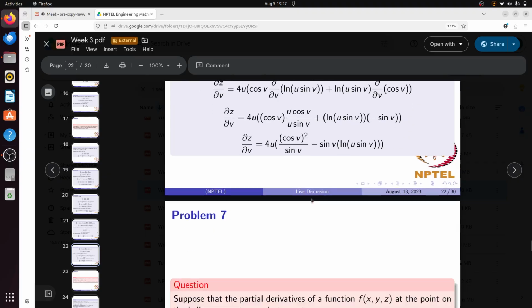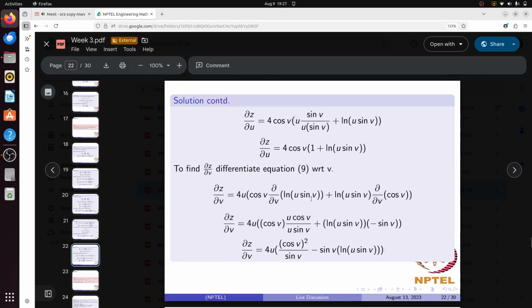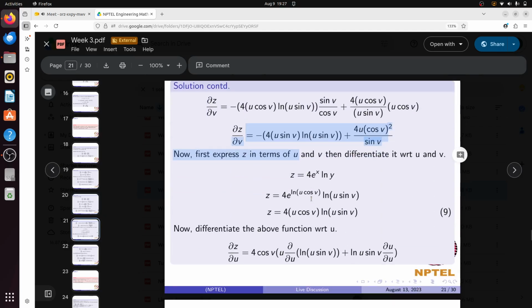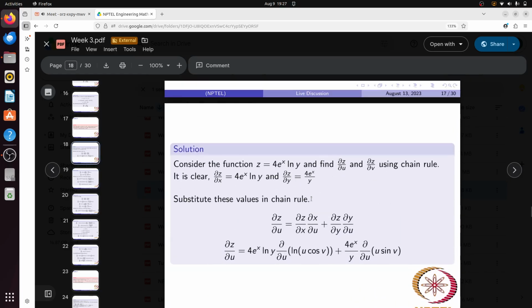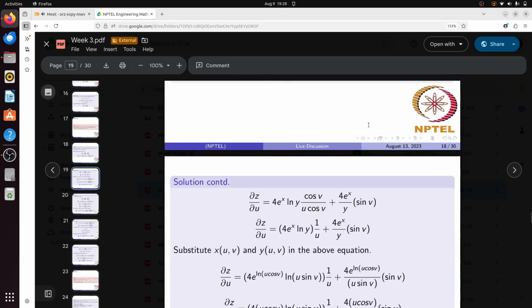But instead of using the chain rule, you just directly substitute the function. This is actually a verification problem. So what you have done in chain rule, by substituting you are also getting the same thing. The chain rule and substitution are actually acting as complementary to each other. I have written in the question as well the same thing. So these are both using chain rule and by expressing z in terms of u and v before differentiating. So by two different methods we are solving it.